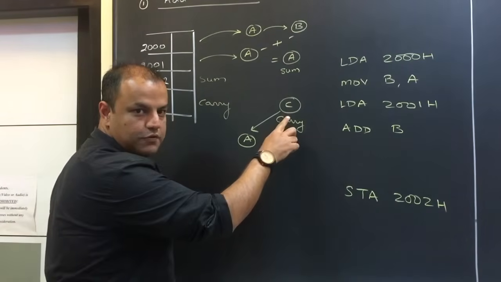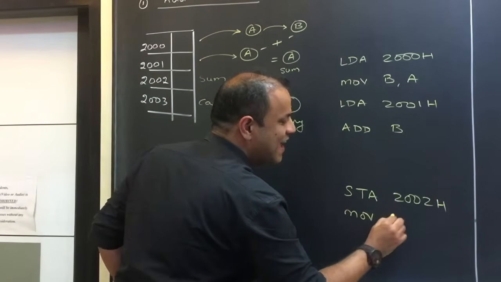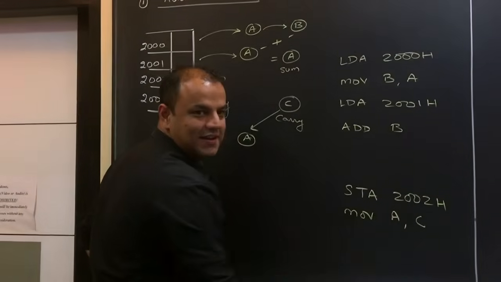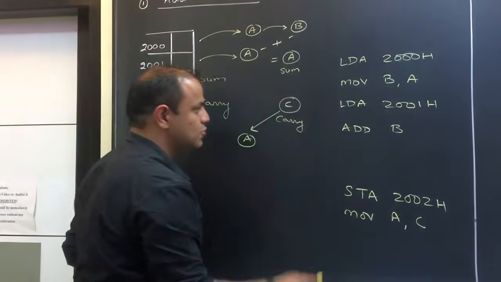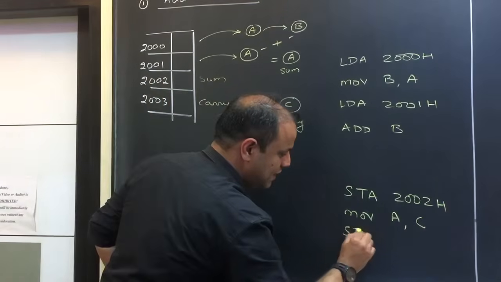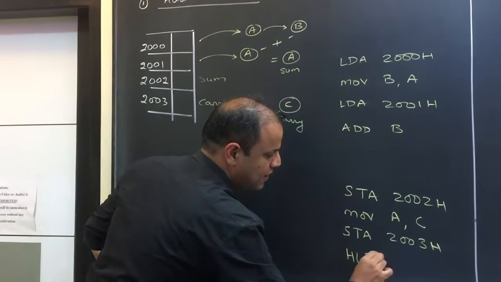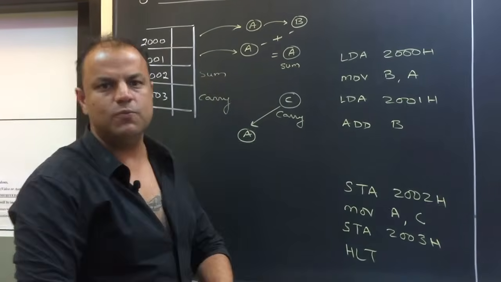You want to transfer the value from C register to A register. Move A, comma C. You always write the destination first. It's destination, comma source. So, you will transfer from C to A. Now, from A, you will store it at 2003. STA 2003. Done. End the program by writing halt or return or RST1, whatever your college teacher writes.